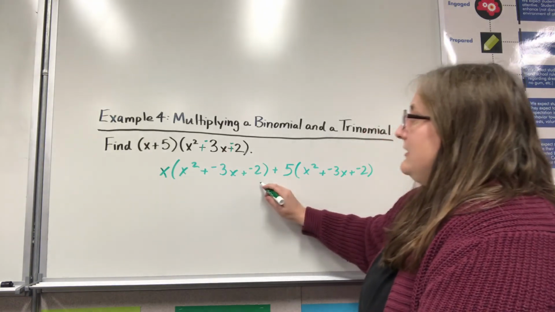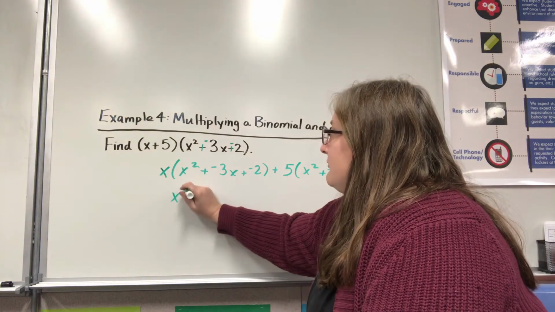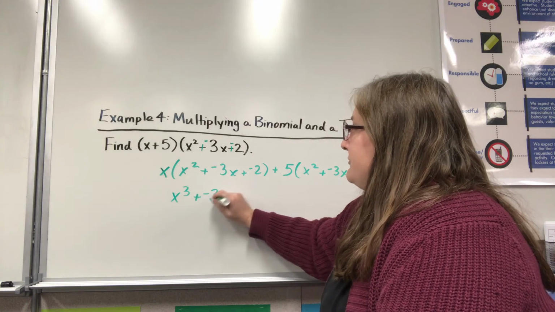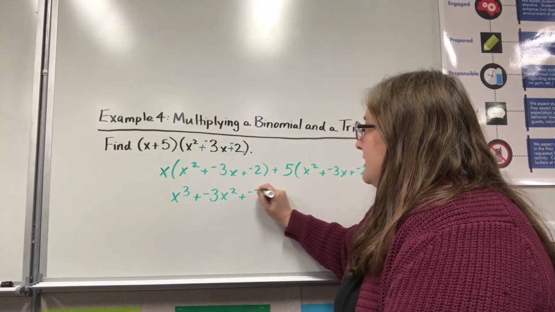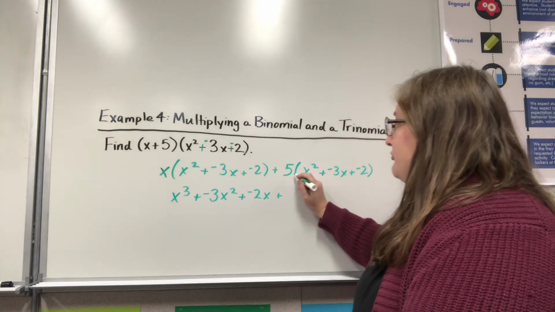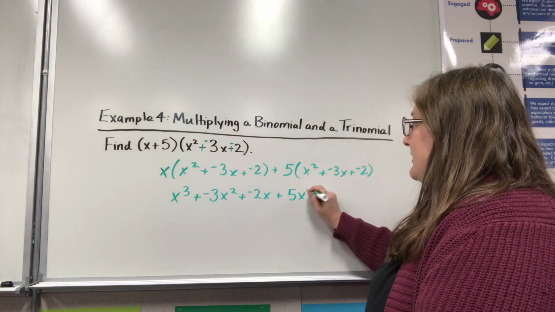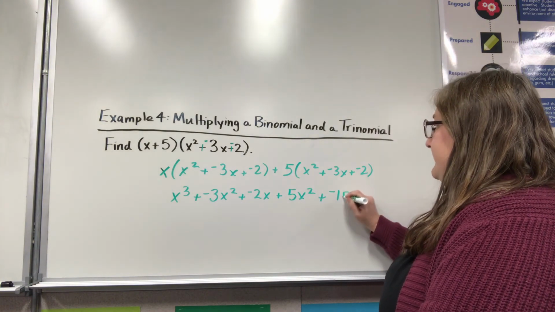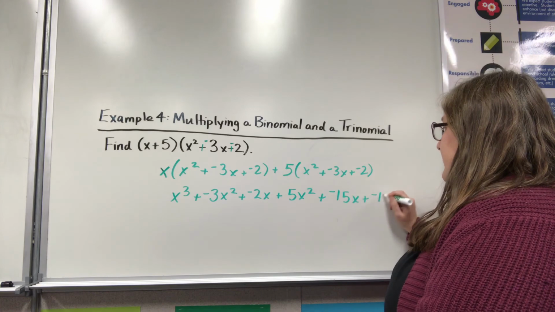So here I'm distributing the x to all of these terms. So I'll get x to the third plus negative 3x squared plus negative 2x. And here I'm distributing a 5. So I'm going to have 5x squared plus negative 15x plus negative 10.